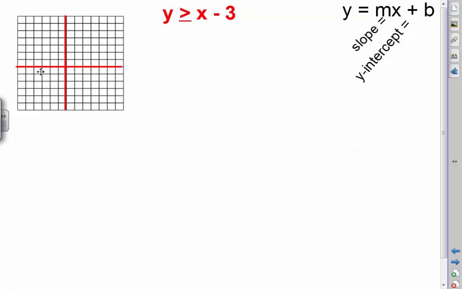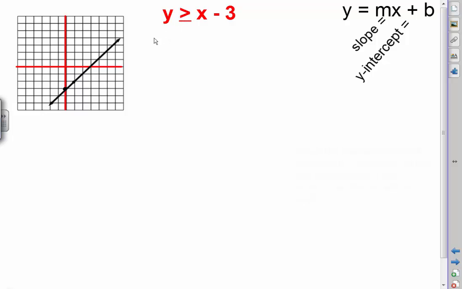All right, now we've got y is greater than or equal to x minus 3. So we come over here and go minus 3. The slope is 1, so we go up 1 and over 1. We draw our line, and it's a solid line because it says or equal to.